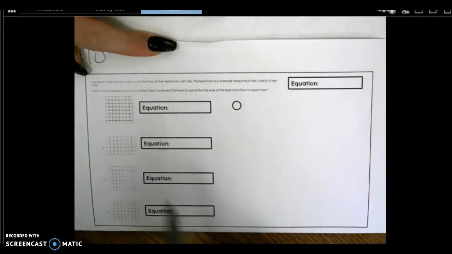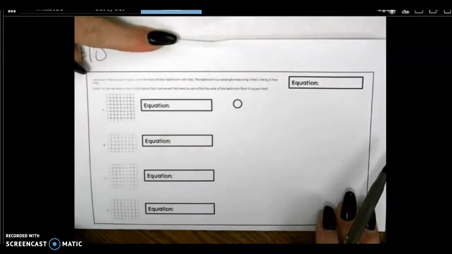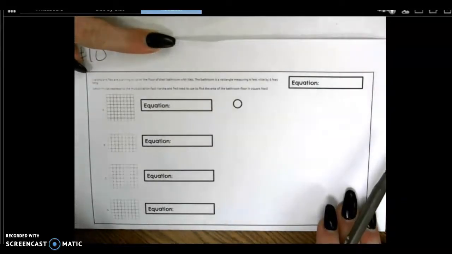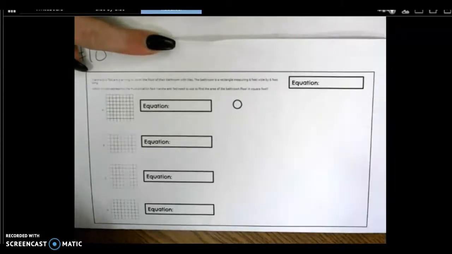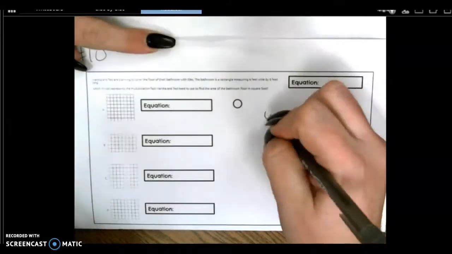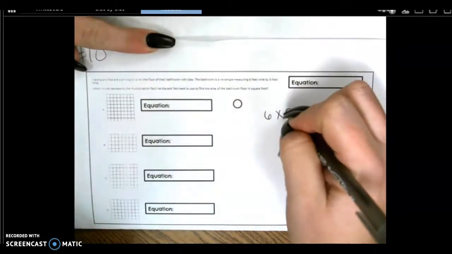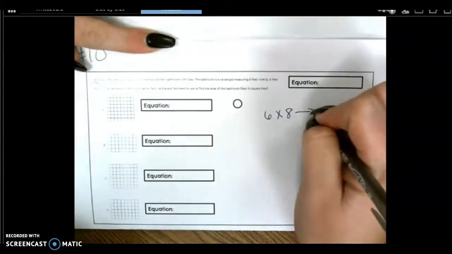I apologize that the words are kind of small on this problem, so I'm going to read it to you guys. It says, Marcia and Ted are planning to cover the floor of their bathroom with tiles. The bathroom is a rectangle measuring 6 feet wide by 8 feet long.